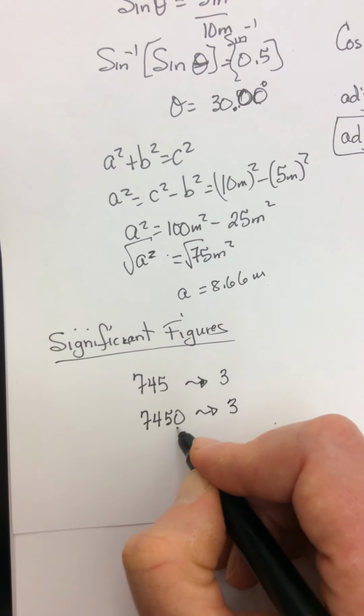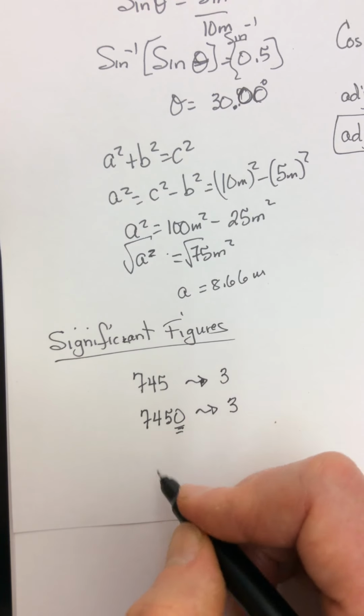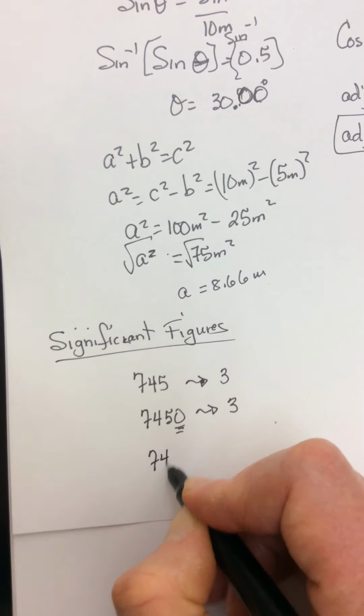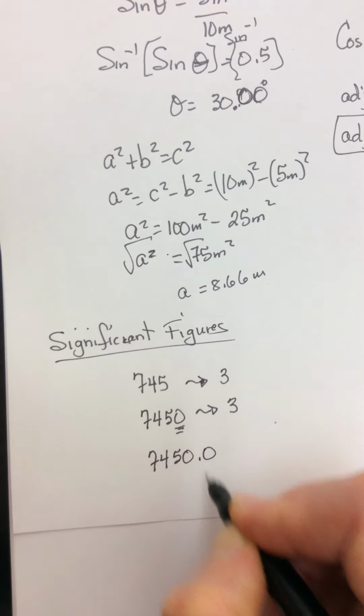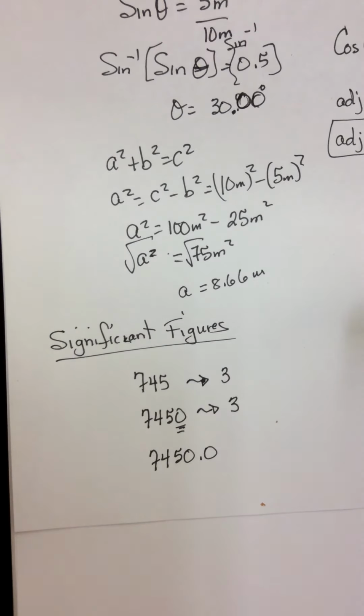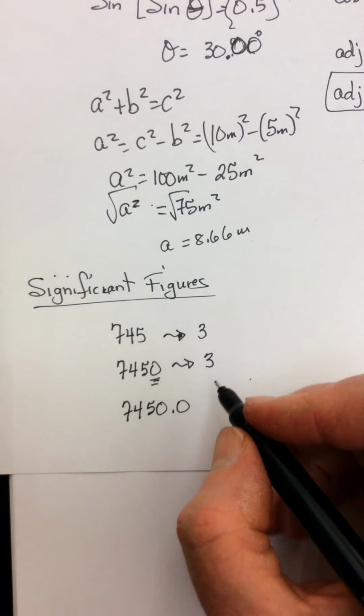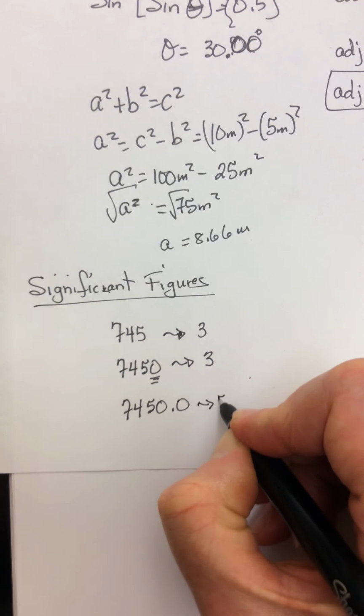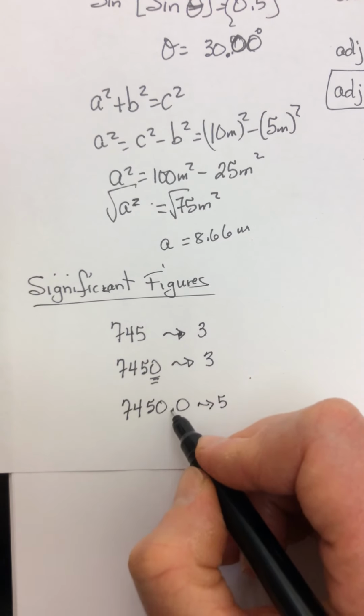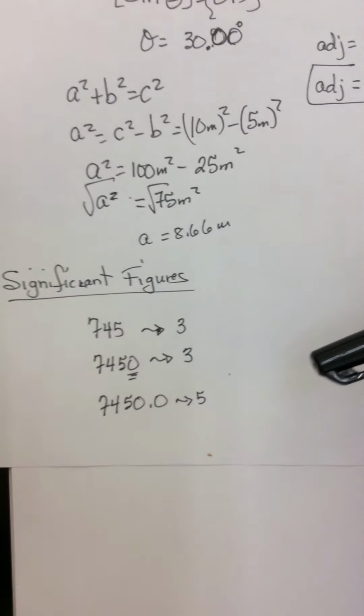It should still have 3, because this 0 doesn't count, because there's no decimal there. But what if it was 7,450 written like this? Now how many significant digits does it have? I hope you're saying 5, because now with the decimal here, both of these zeros count.